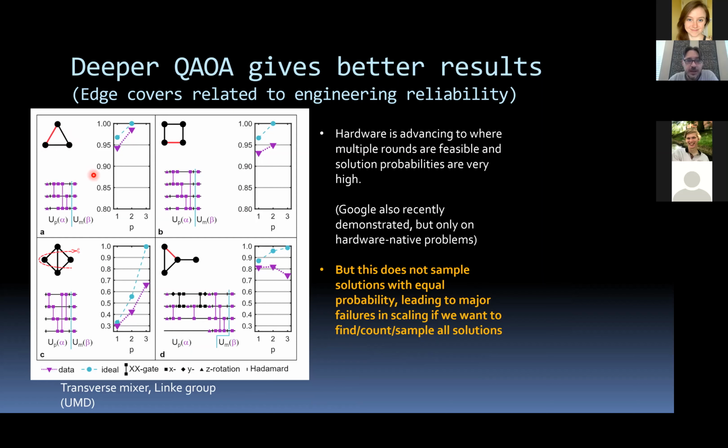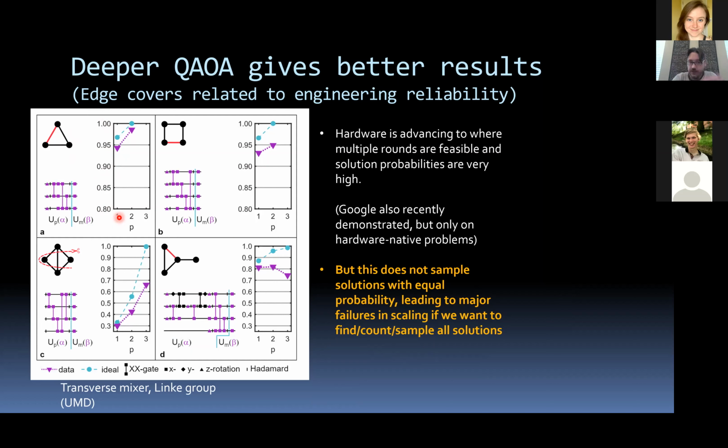And what we're plotting here on this vertical axis is the probability that you get a solution. It doesn't mean that you find all 4 solutions. It means that the output of your quantum circuit is one of the 4 solutions. That's the vertical axis. And the horizontal axis is the number of rounds of the QAOA. So we have this UP and this UM.